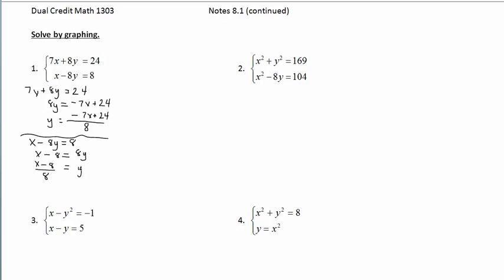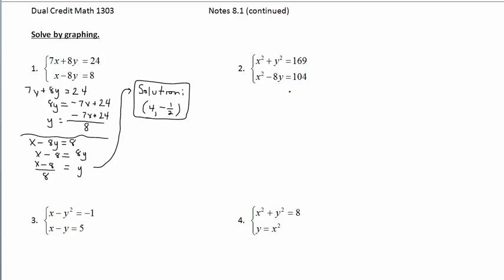We'll set a good window, probably zoom 6. Do second calc, option 5 for the intersection. All right, that solution on your calculator is going to be (4, negative 1/2). You can confirm it if you want to, or just kind of go with it.